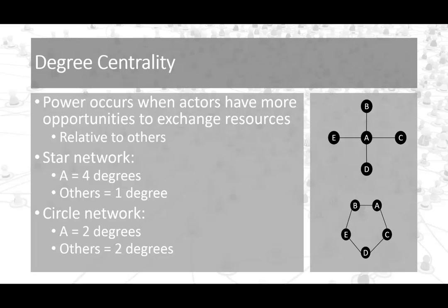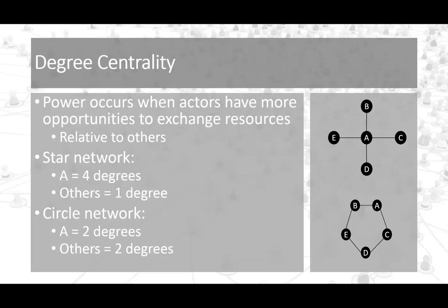So in the star network, if actor A has 4 connections, we call this 4 degrees, whereas all other actors only have 1 connection. So if actor A, or maybe it's CreateSpace in this case, wants to get access to some resources, they have 4 different places to go in order to get access to those resources. However, every other actor necessarily needs to go to A because they only have a connection with A. The circle network, on the other hand, every single actor has a degree of 2. So every single actor can only go to 2 places. And that's structurally equivalent, right? Because every single actor only has 2 connections.